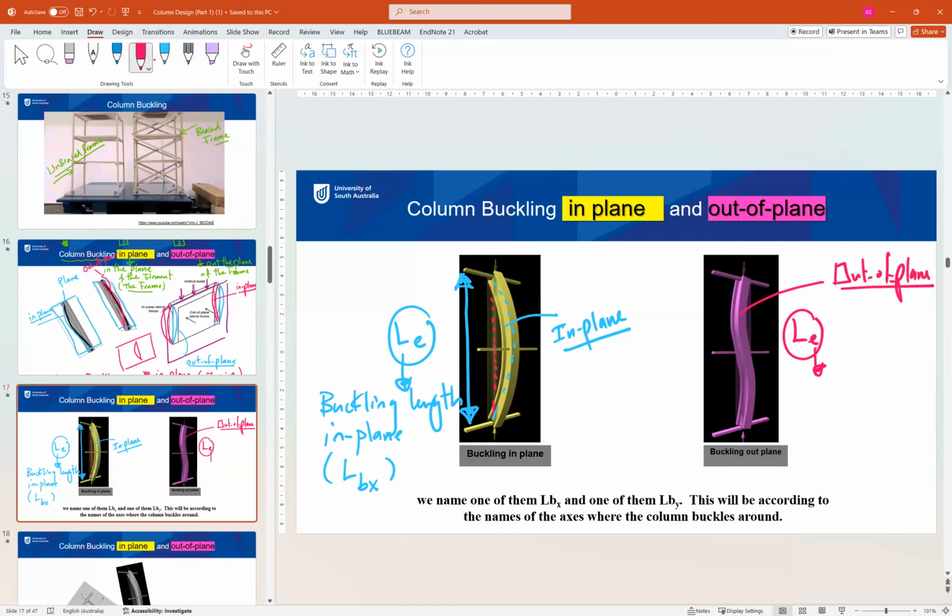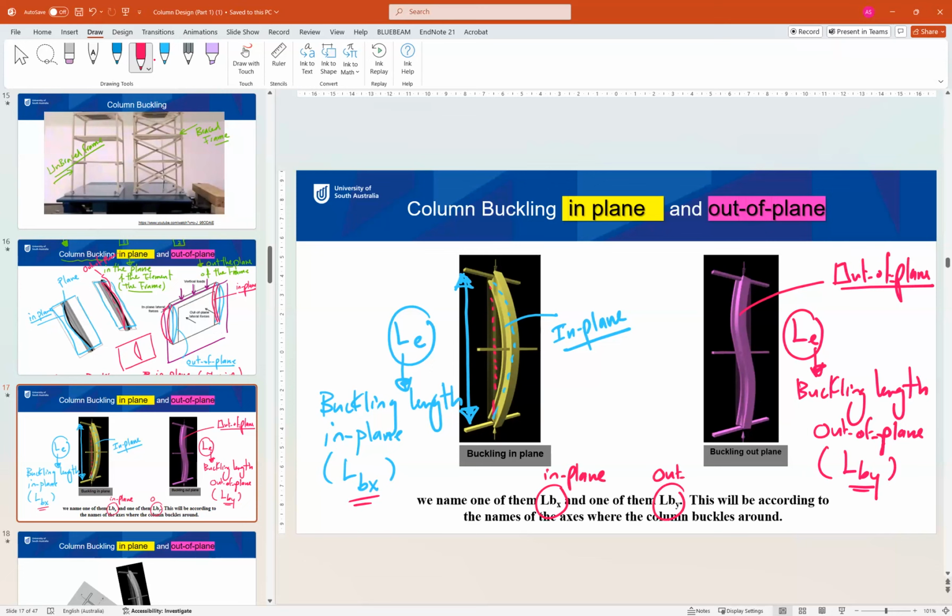We call it buckling length out of plane, or we give it the name LBY. So LBX is the buckling length in plane, LBY is the buckling length out of plane. This will be according to the names of the axes of the column buckles around.